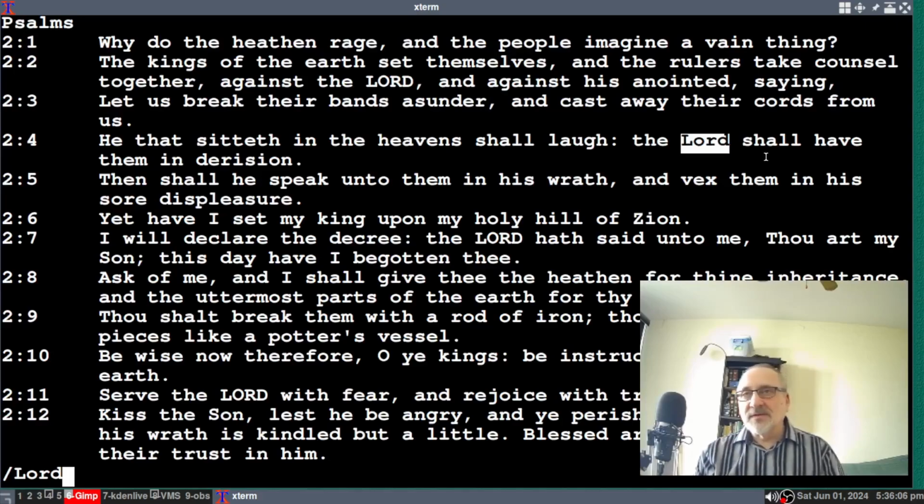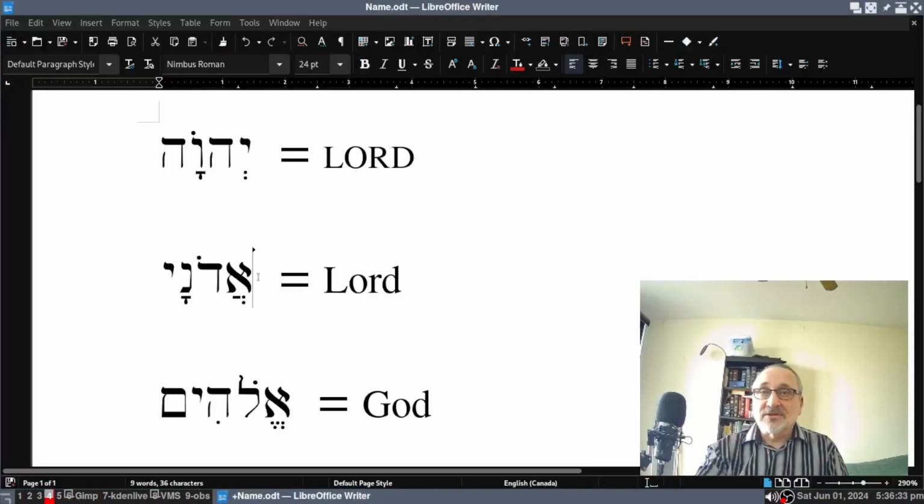So he that sitteth in the heavens shall laugh. The Lord shall have them in derision. So this word is not the name of God. So you can see it has a capital L, but the O-R-D are small letters or non-caps. And that word is Adonai, which is this one here, right? So the other lords are this one. This one without the caps is this one.